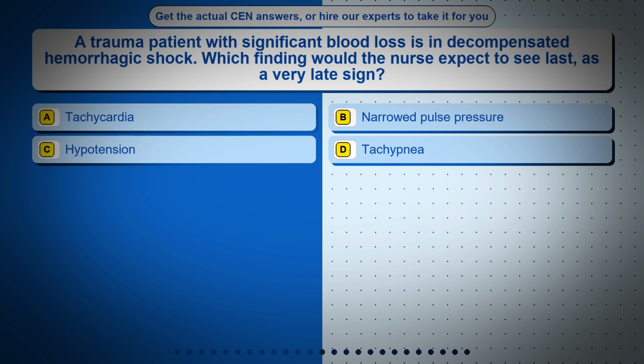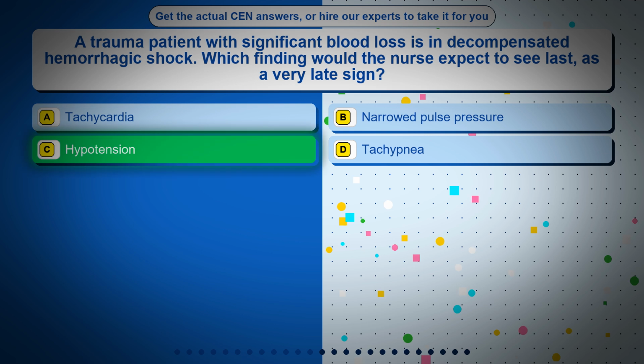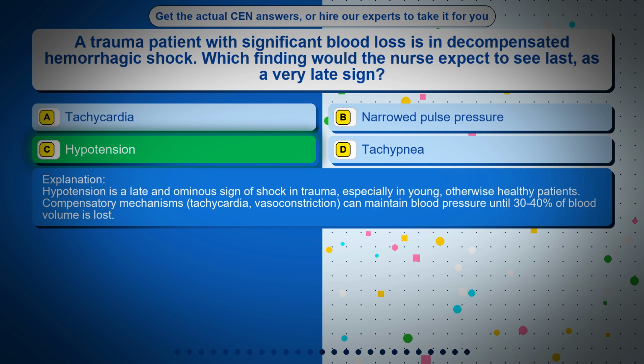Question 12. A trauma patient with significant blood loss is in decompensated hemorrhagic shock. Which finding would the nurse expect to see last, as a very late sign? Option A, tachycardia. Option B, narrowed pulse pressure. Option C, hypotension. Option D, tachypnea. The correct answer is Option C, hypotension. Hypotension is a late and ominous sign of shock in trauma, especially in young, otherwise healthy patients. Compensatory mechanisms, tachycardia and vasoconstriction, can maintain blood pressure until 30 to 40% of blood volume is lost.